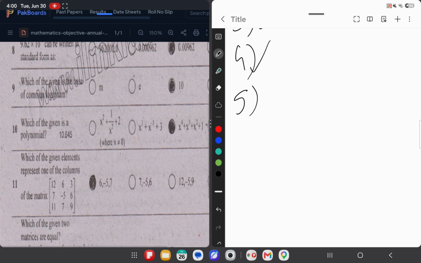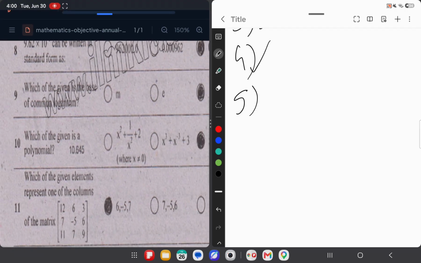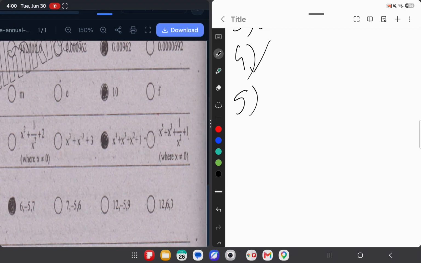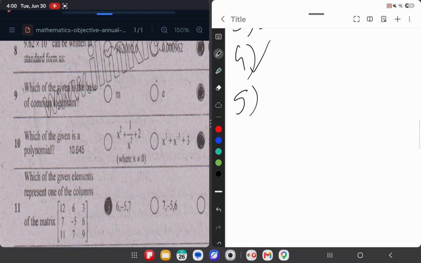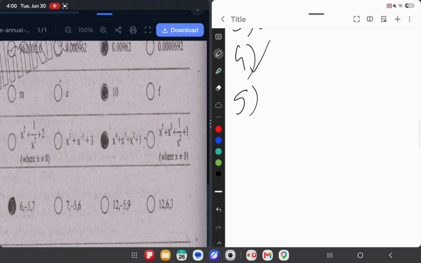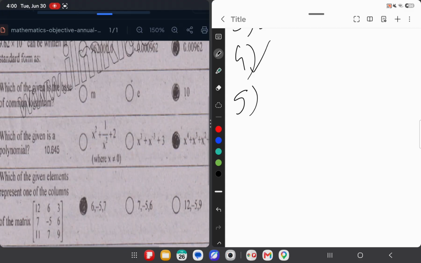What is this? 10.645? Given polynomial. What do you mean? Why is this the correct answer? Okay, because ascending powers. There's no negative powers.